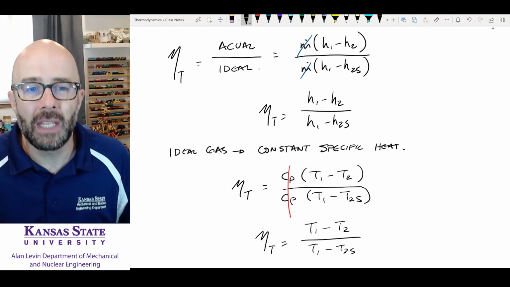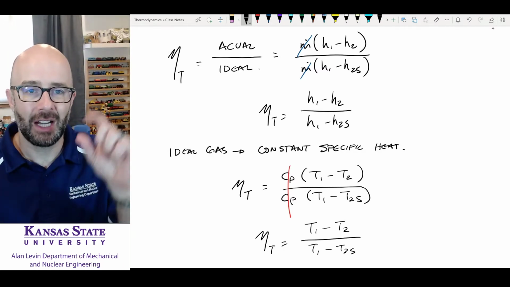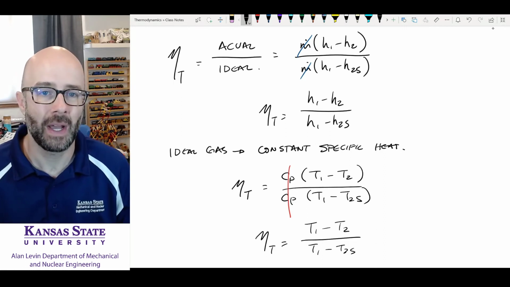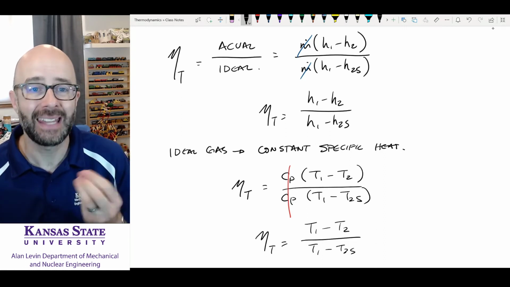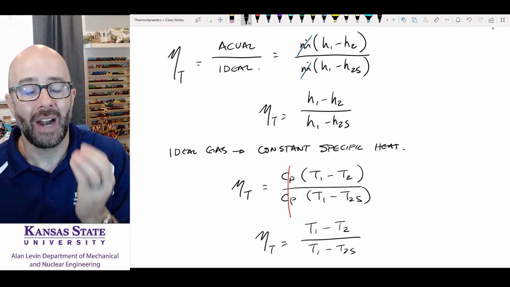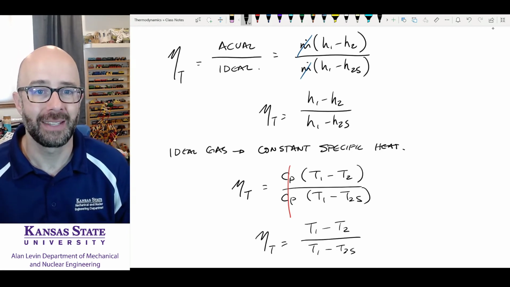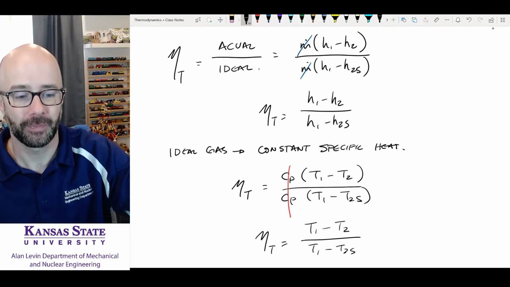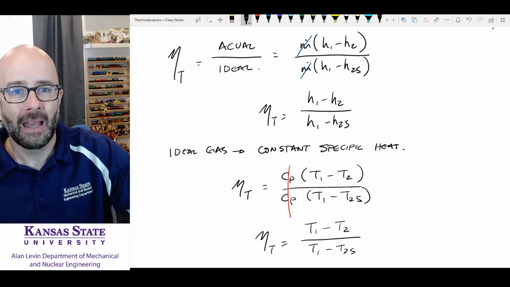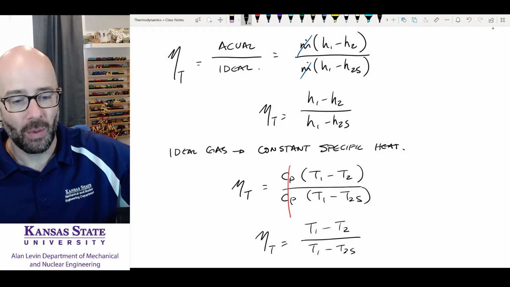And we're going to use all the equations that we had in the previous lecture segment to help us find out what T2S is or what H2S is by finding state 2 or S2S. Okay, that's what we're going to try to find, and I'll show you in some example problems how we're going to do that.